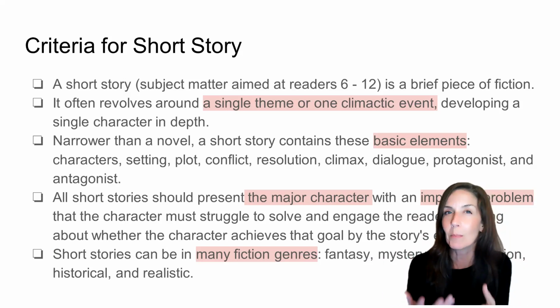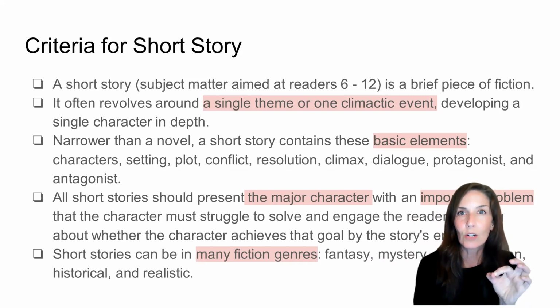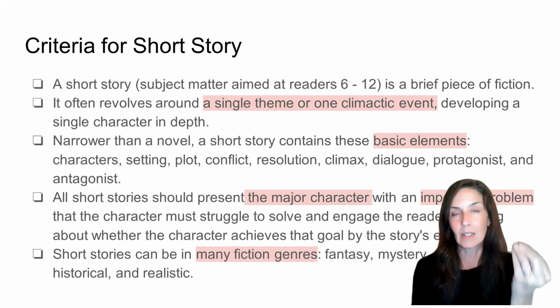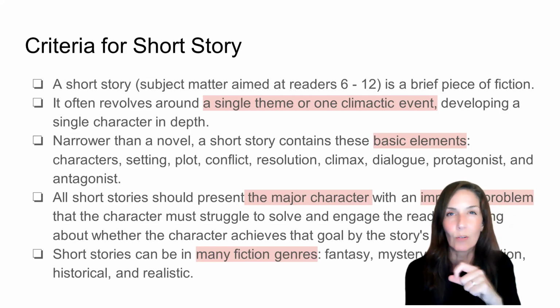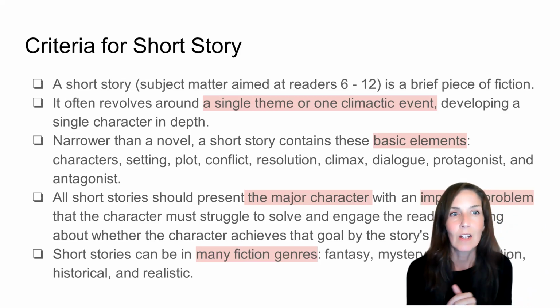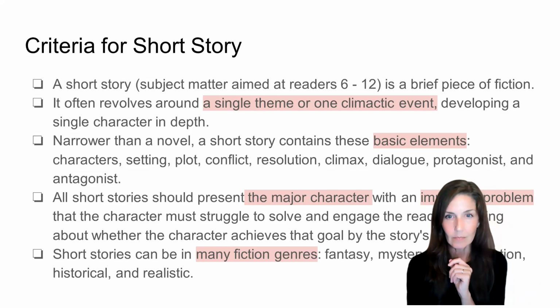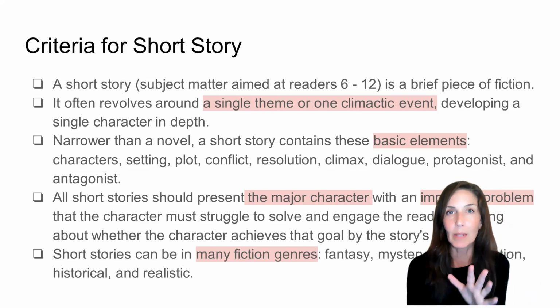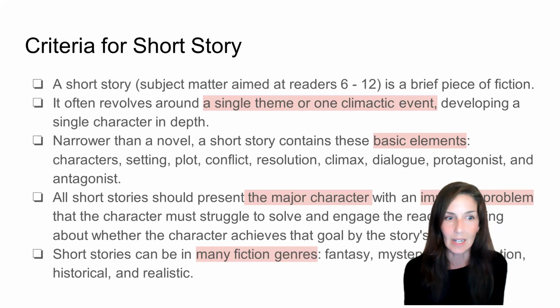So those are great mentor texts, but the students can think about what makes it good, what makes a good story, what makes good fiction, right? And so this is a great way to inductively generate the students' understanding of what makes a good story instead of giving them a list like a rubric and a checklist right away. So it usually revolves around one single theme or climactic event. It always has the basic elements: character, plot, conflict, resolution, dialogue, main character, protagonist, antagonist.